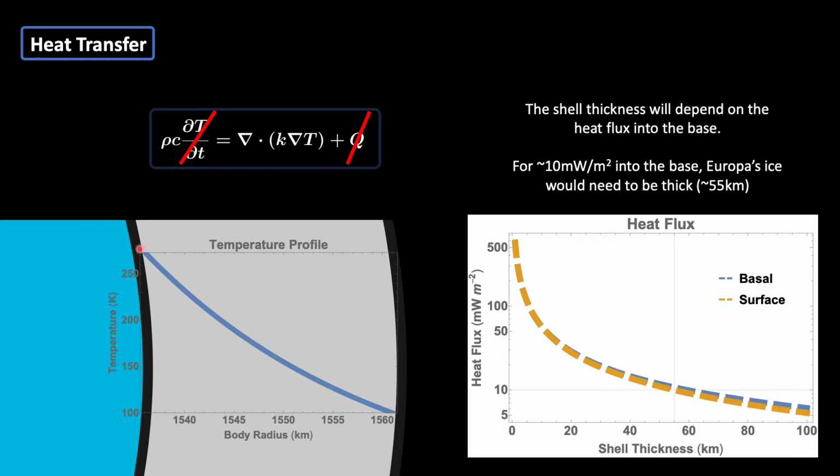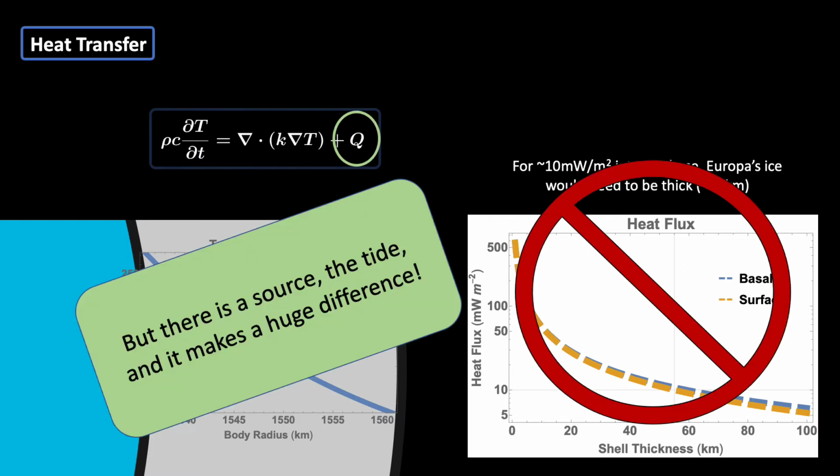The gradient of this temperature profile tells you about the heat flux. So different shell thicknesses will have different heat flux requirements at the shell base and at the surface. So if you plot them all out here, you see that if you wanted 10 milliwatts per meter squared at the shell base, you'd need like a 55-kilometer shell to get that. So it's pretty thick. So that's without a source. And there is a source. So when you use a source, there'll be a huge difference, and that's what this talks about. So let's get into it.